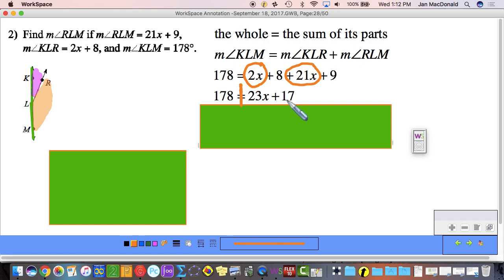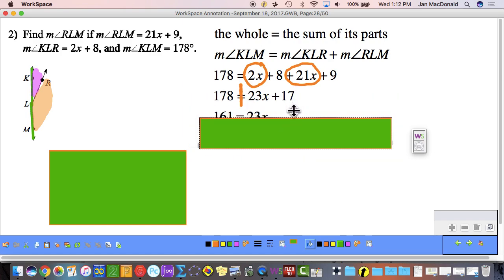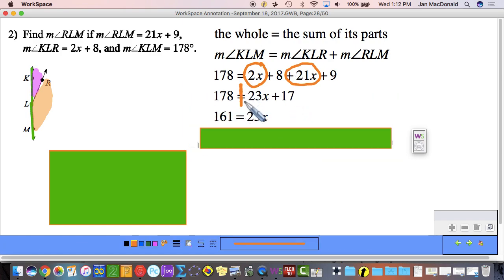So we have plus 17. The way we eliminate addition is by subtraction. They're opposite operations. So we're going to subtract 17 on both sides. Again, we're going to subtract 17 on both sides. When I subtract 17 on the right-hand side, opposites add to 0. I'm left with 23x. When I subtract 17 on the left-hand side, 178 minus 17 is 161. So now I'm at this step right here, 161 equals 23x.